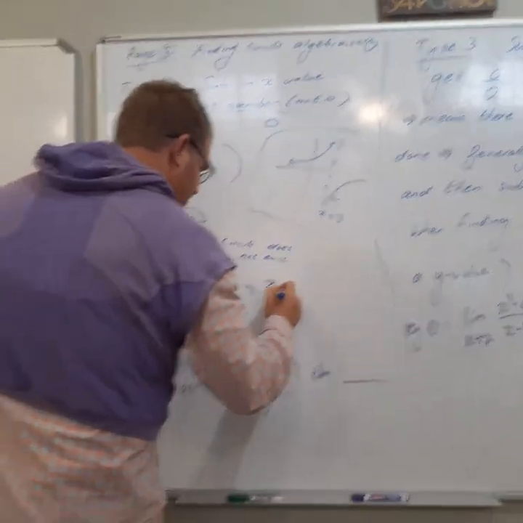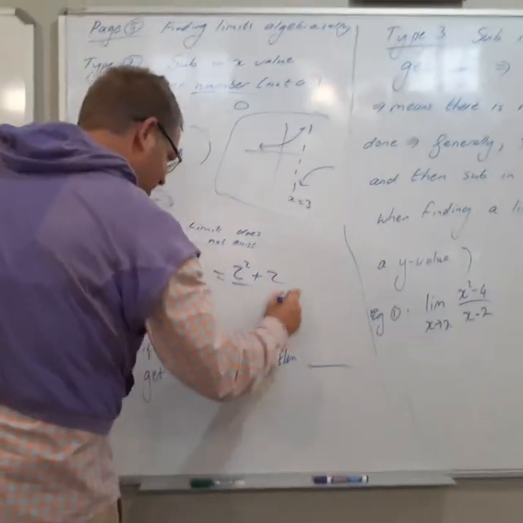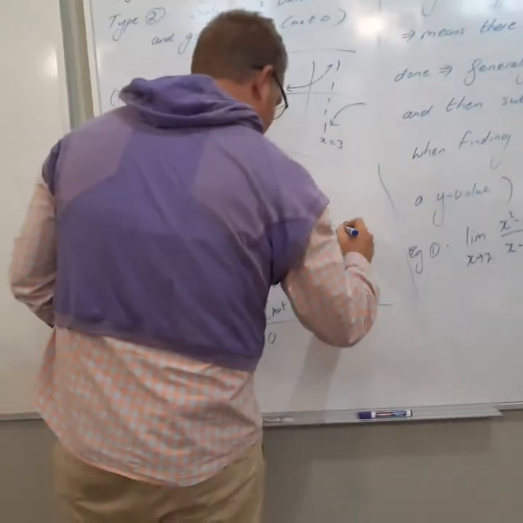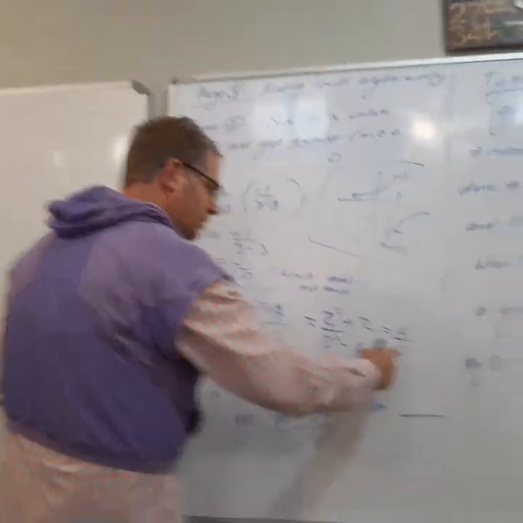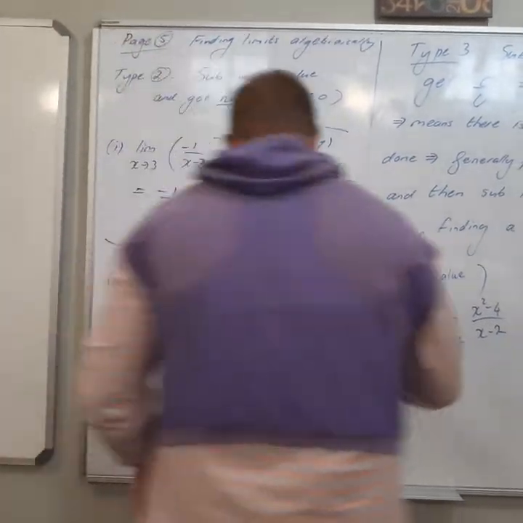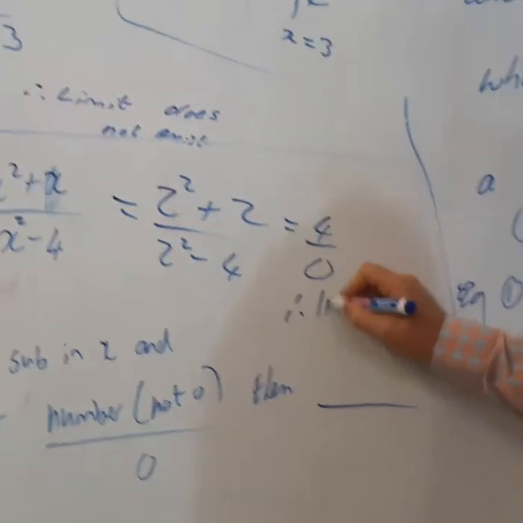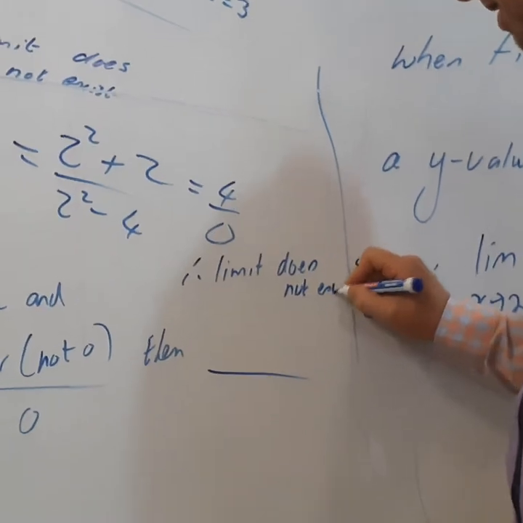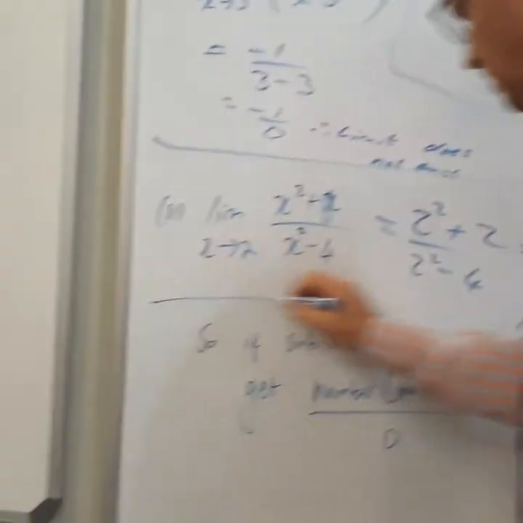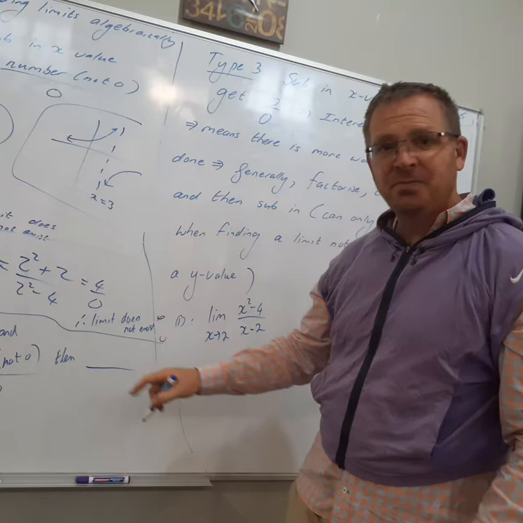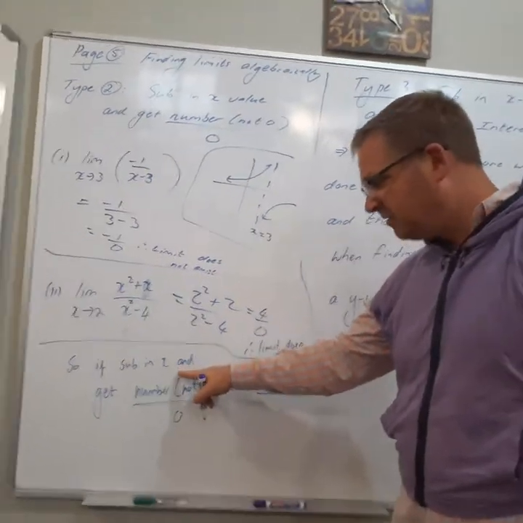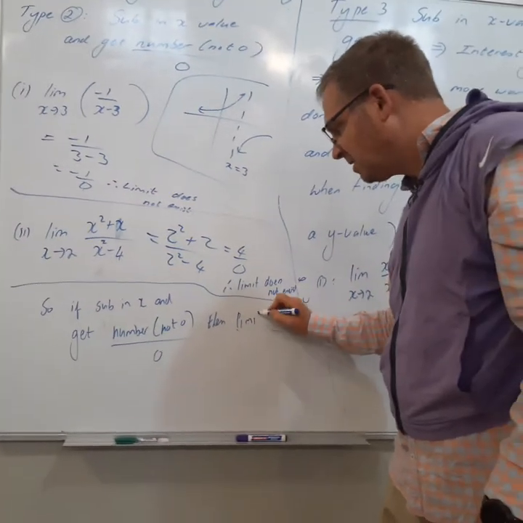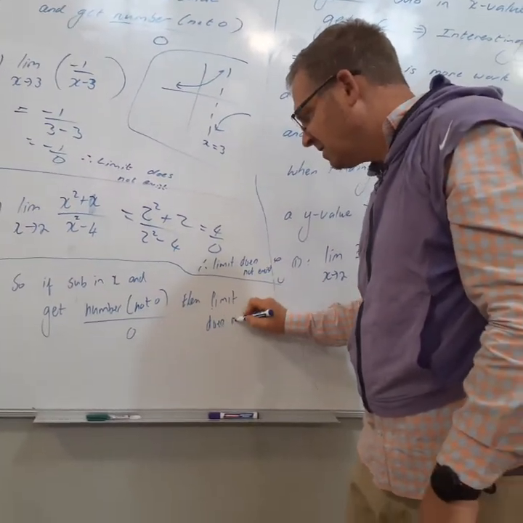So you're going to say 2 squared plus, you replace every x with 2, and 2 squared minus 4. So I end up with 4 over naught. As long as that number is not naught over naught, then we can say, therefore, the limit does not exist. So in general, if you sub in your x value and you get a number which is not over naught, then what do we say? The limit does not exist.